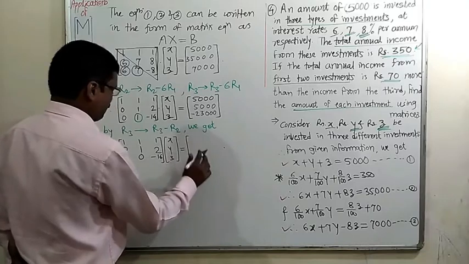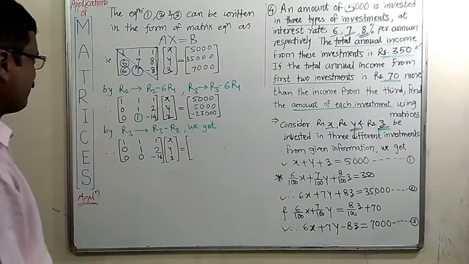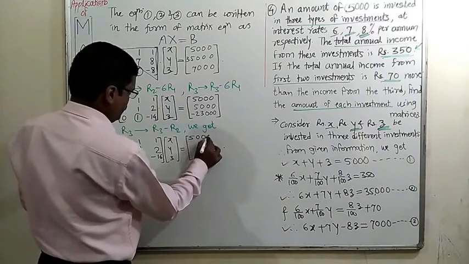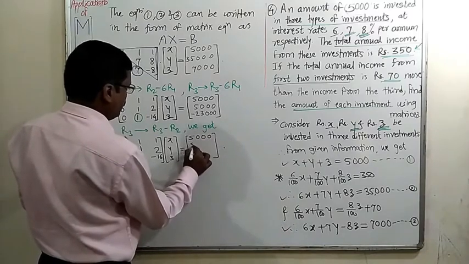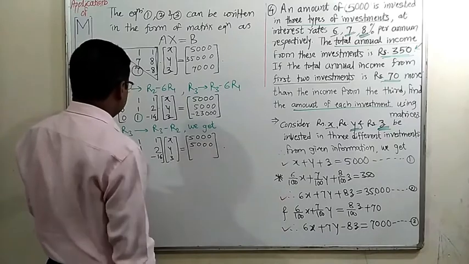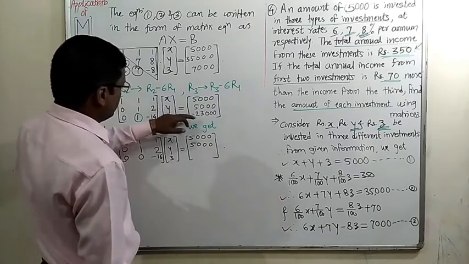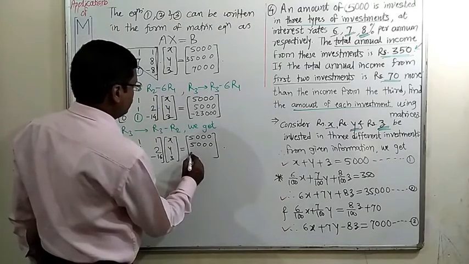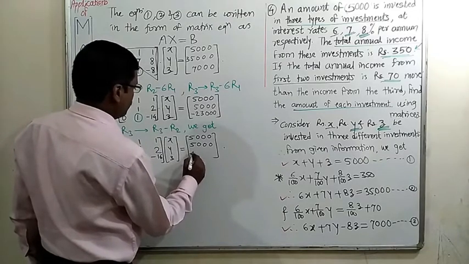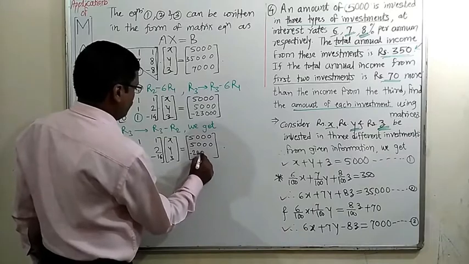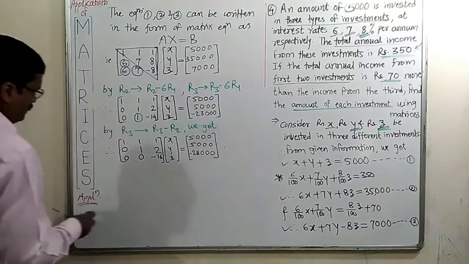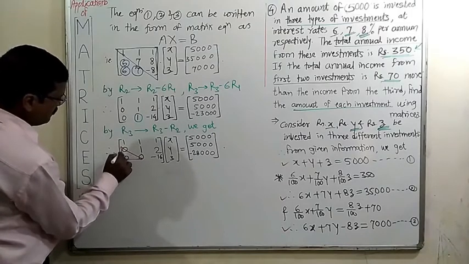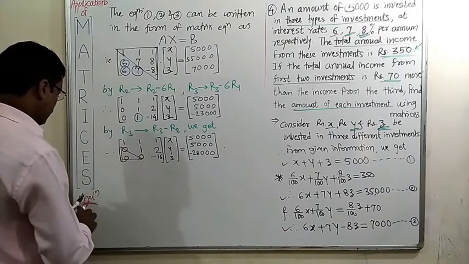Is equal. Now to the right, let us change R3. R1 and R2 are the same. R3 is R3 minus R2. So this minus this is minus 28,000. So we get a triangle of zeros. So this is an upper triangular matrix.